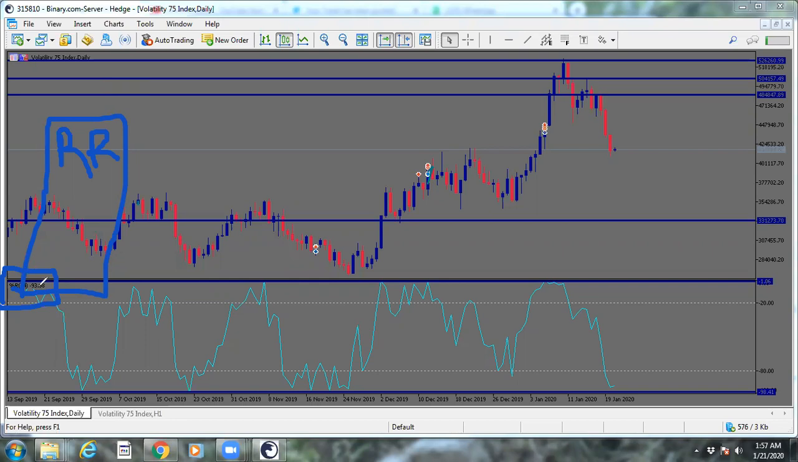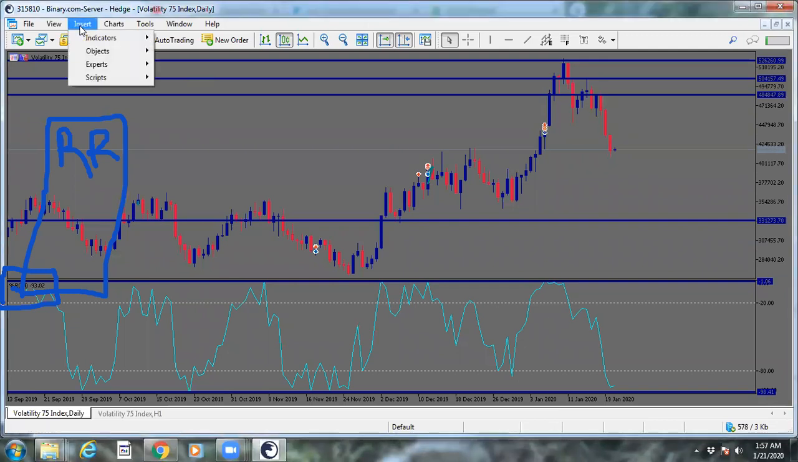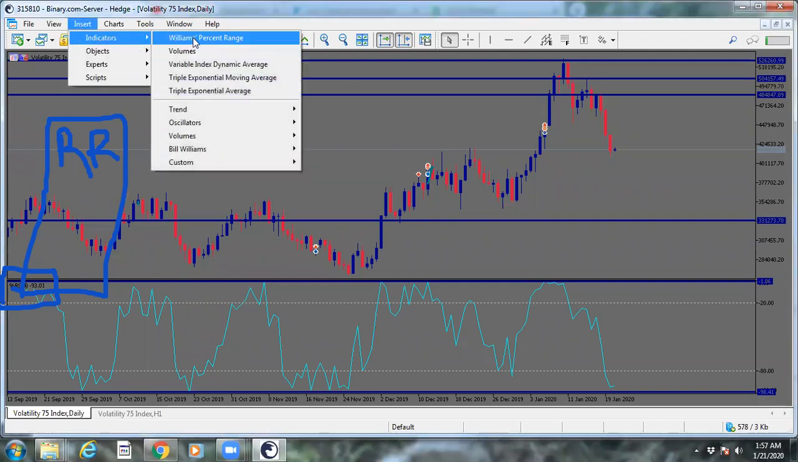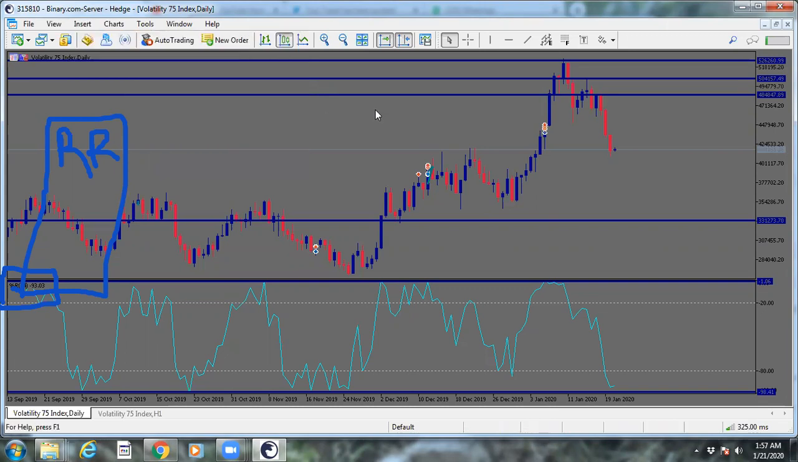For the Williams percent R, just go to insert, click on it, and insert the Williams percent range. First indicator. You click on that. Let's try that, trying not to get rid of the pen. To insert indicator, and then you have your Williams percent range. Click on it, and it places automatically.